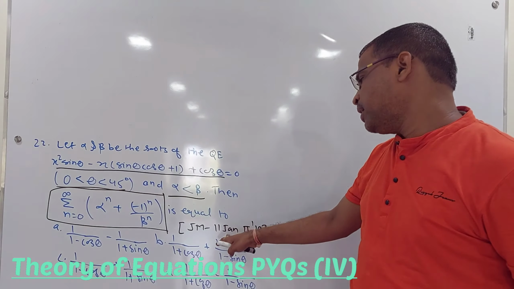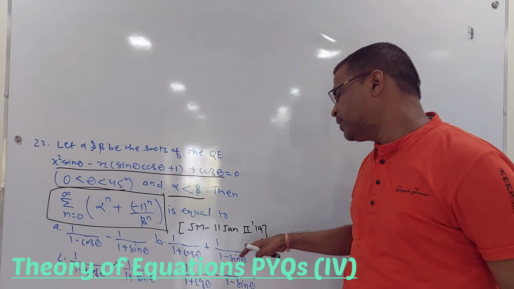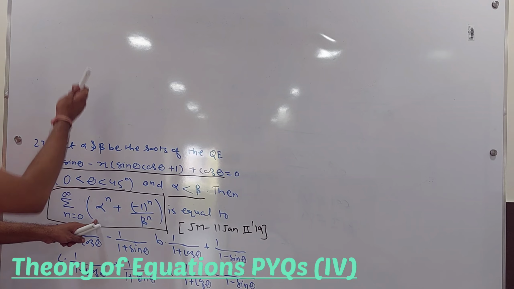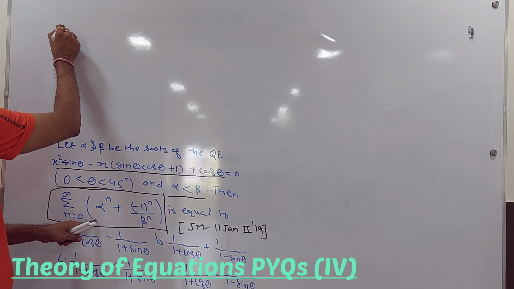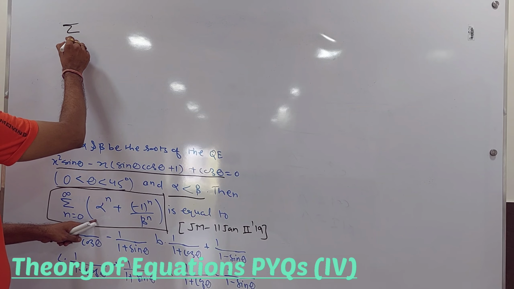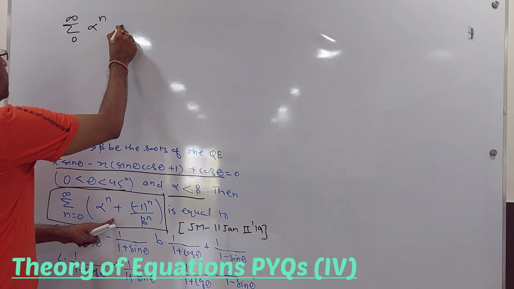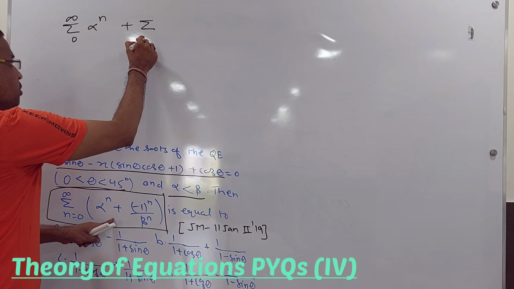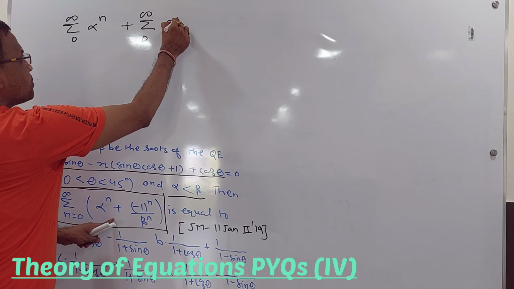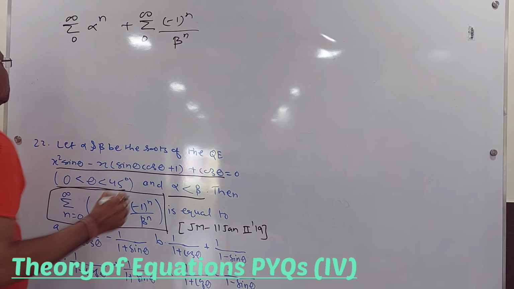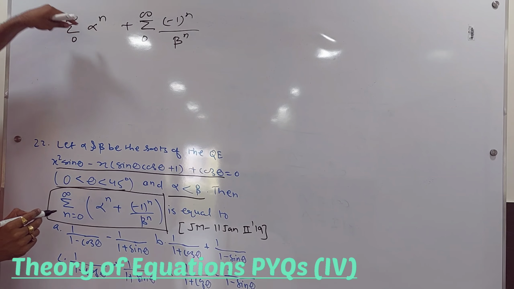It came in 11th Jan, second shift 2019, JEE Mains. They are asking us to find the value of this, so let me attack this. I can separate the two. My first part will be summation 0 to infinity alpha power n, plus summation 0 to infinity minus 1 power n upon beta power n.